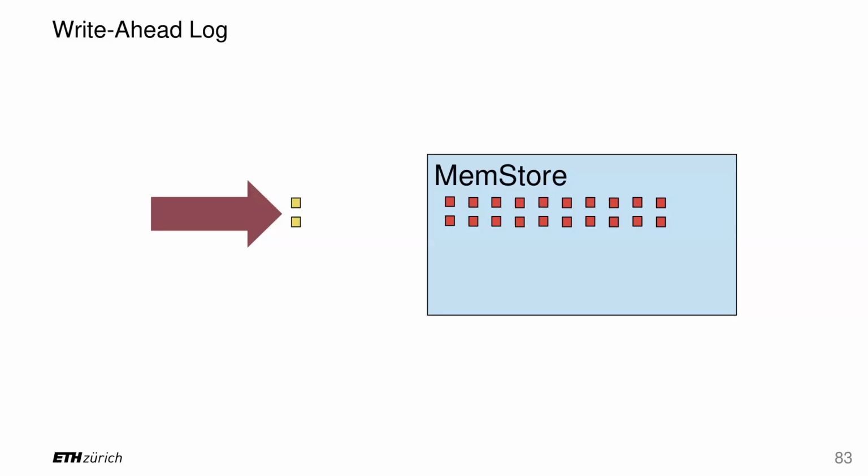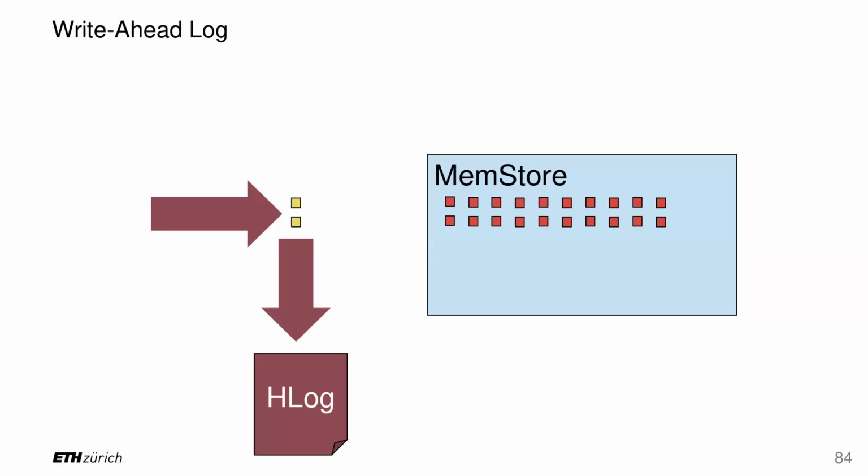So now we've protected ourselves against loss of data. Just in case the region server is out of service and we lose that data, we took the precaution of writing it to an HLog, which is an HDFS file, sorted by time, which is just a journal, and then we put it in the memory.